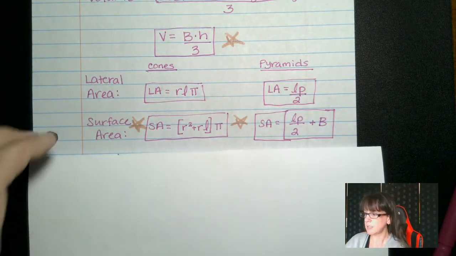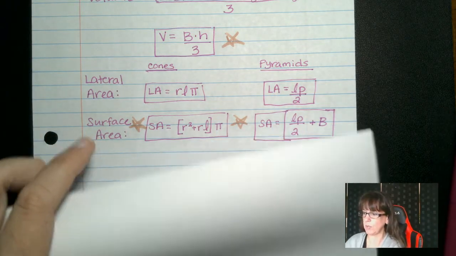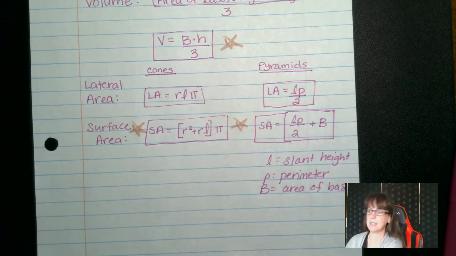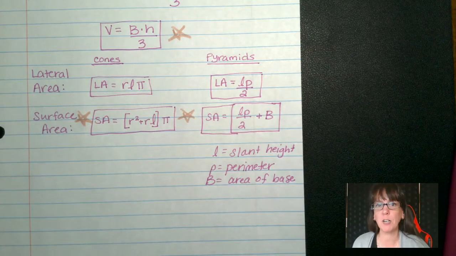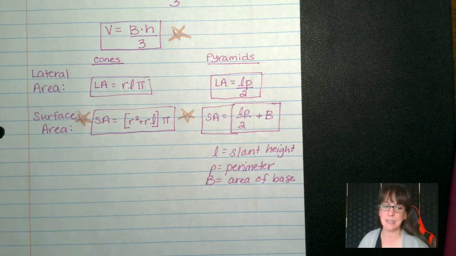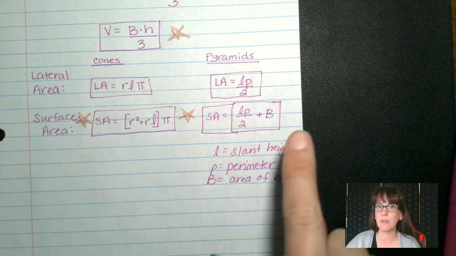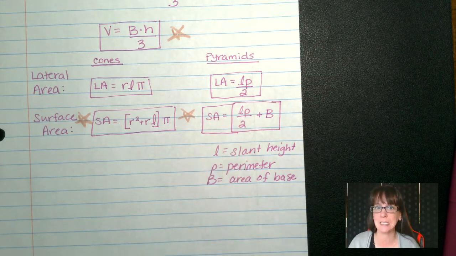Okay, so let's jump right in and practice some of these. Oh, and I'm so sorry. You should probably also write this down. L stands for slant height, P for perimeter, and B, when it's capitalized like that, means area of the base. So again, that's why it's capitalized right here, area of the base. This fancy L is the slant height and the P is the perimeter of the base. Okay, so let's get right to it.